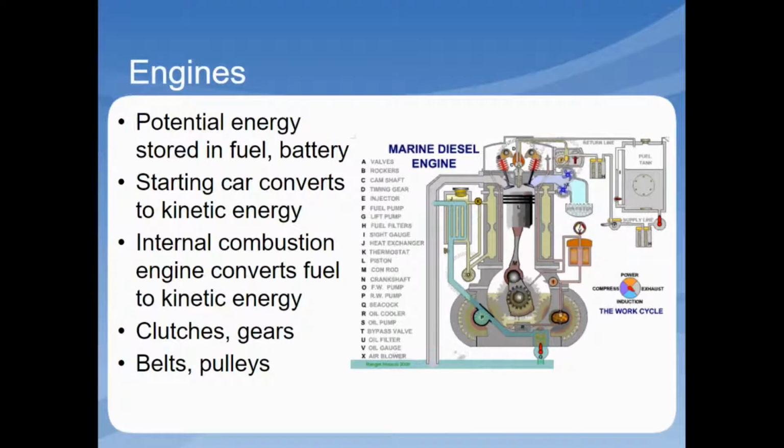Mechanical power systems have a wide range of uses. The most fundamental is the engine. An engine that powers a vehicle is an example of a number of mechanisms working together to transmit power. They have potential energy stored in the fuel and battery. Starting a car converts it to kinetic energy. Internal combustion engines convert fuel to kinetic energy. Then you have the clutches, gears, belts, and pulleys that all work together in the final design.